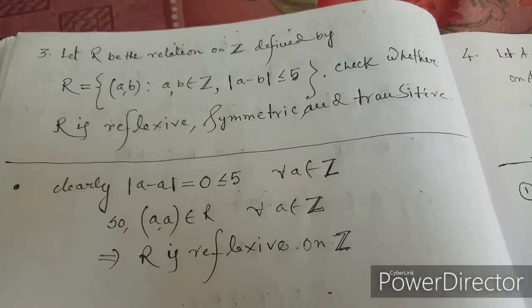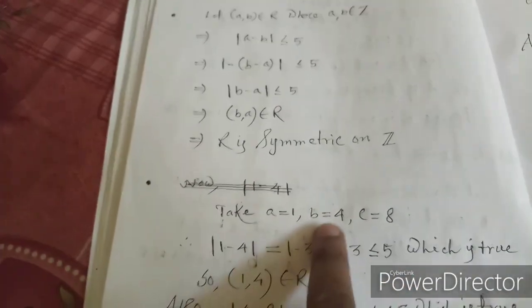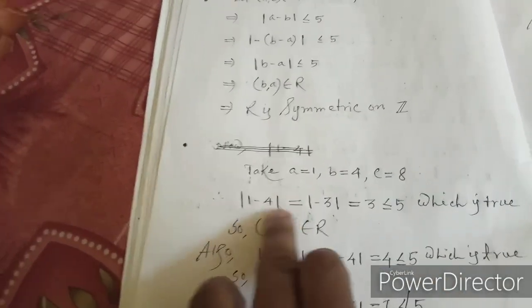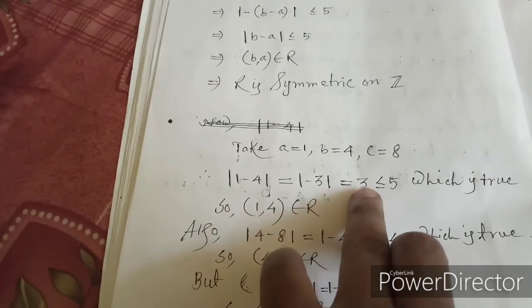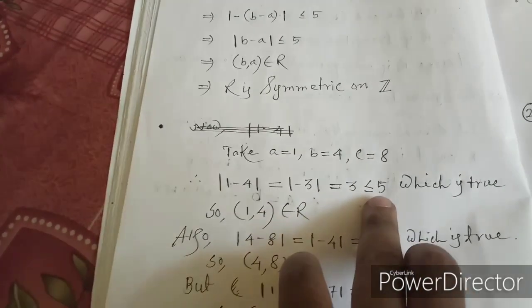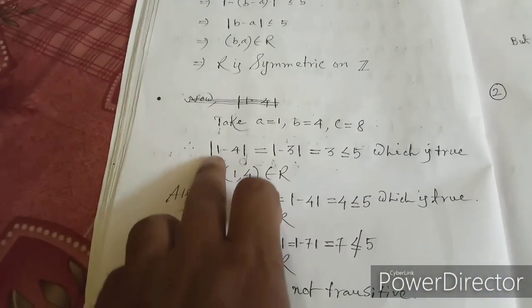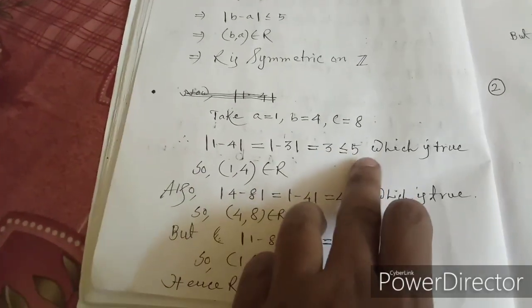Now our third part. Third part is what? Check whether the relation is transitive or not. So how to check it? If we take a equal to 1, b equal to 4, c equal to 8, what happens then? |1 - 4| equals how much? |-3|, that is equal to 3, and that is less than or equal to 5. Obviously 3 is less than or equal to 5. This inequality is true.